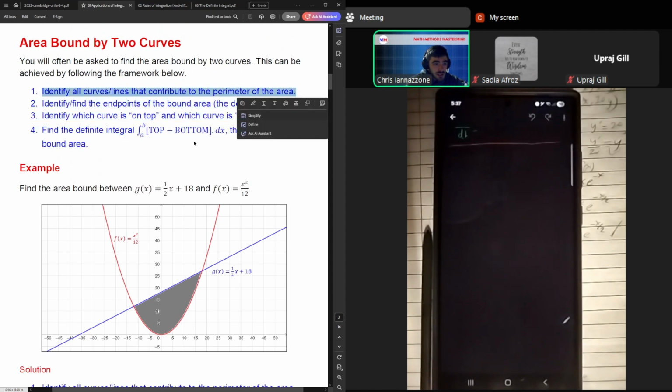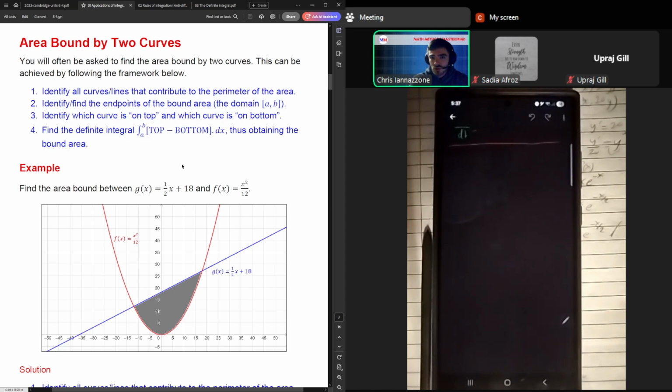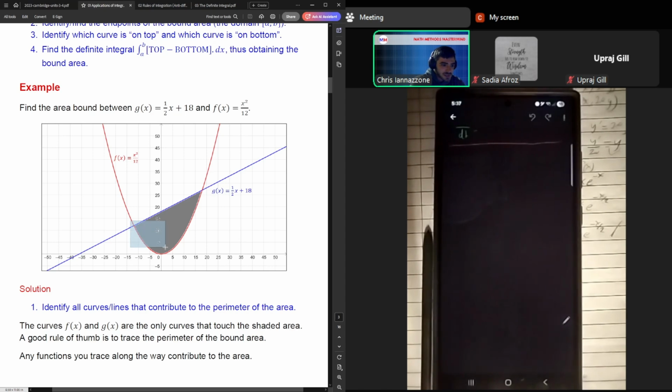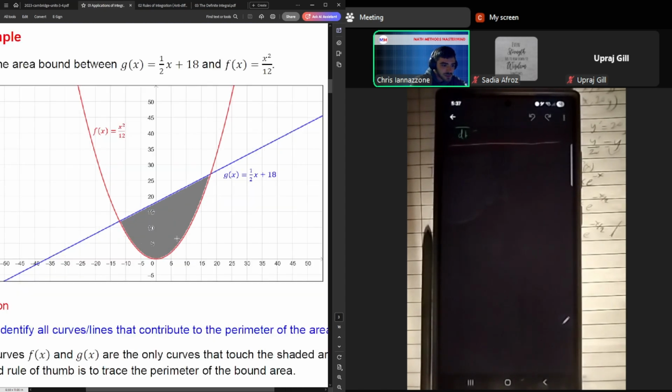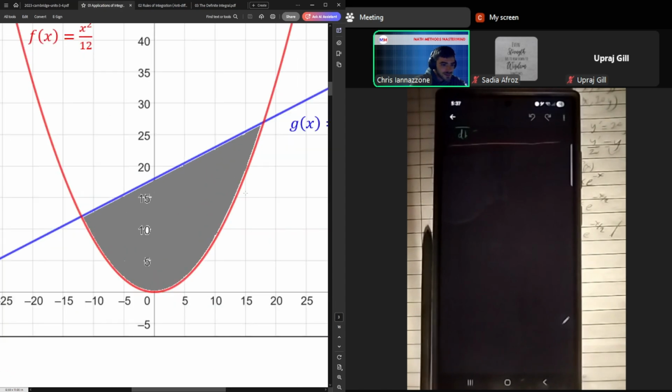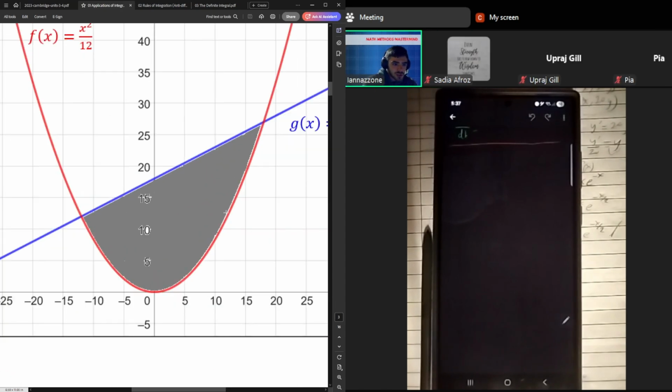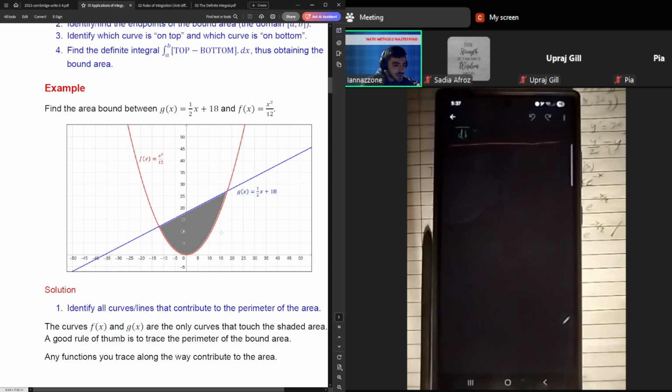First up, just figure out what lines or curves contribute to the perimeter of your area. In this case, you can see the entire thing is totally bound up by G and F. If you were to trace around this grey bit, the entire perimeter of the shape is totally made up of the red line and the blue line. So those are the only functions that we're going to care about for this approach.